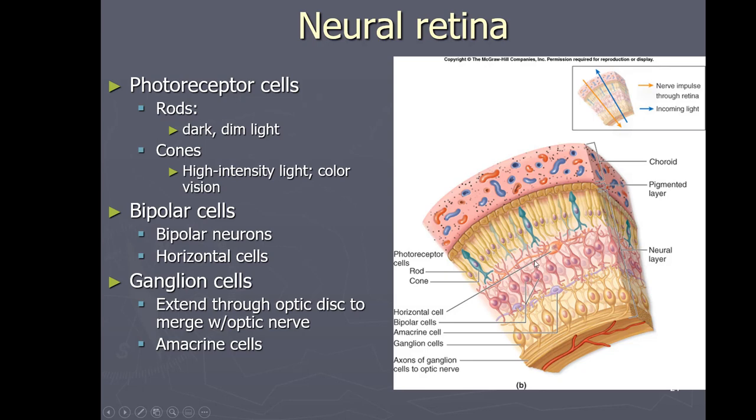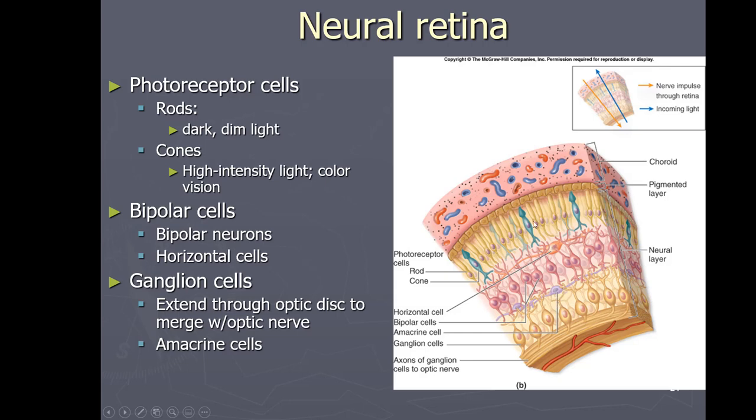And then from the bipolar cells, there's these other cells called horizontal cells, which mainly do a supporting role. The action potential is going to be transmitted to these, what we call ganglion cells. And the ganglion cells are going to continue to conduct that action potential towards the brain, and you can see how they're all kind of merging together. They're going to form what we're going to call the optic nerve. All right, and these other amacrine cells here, not overly important, just play a supporting role also.